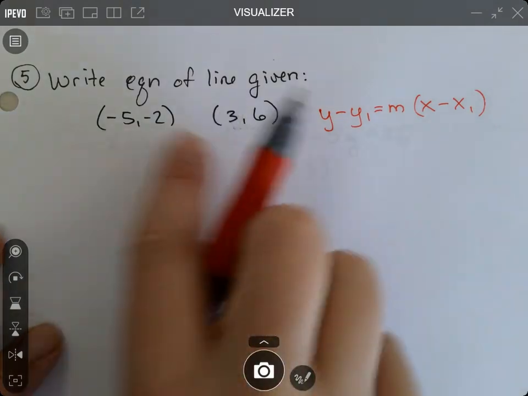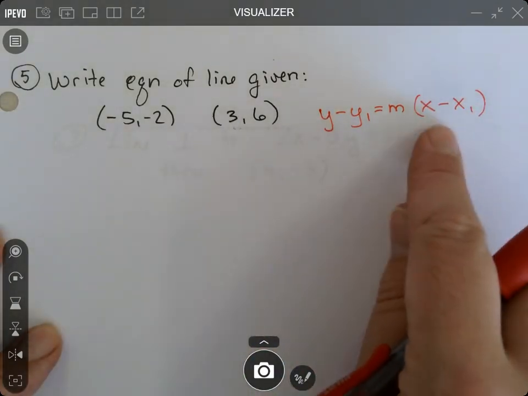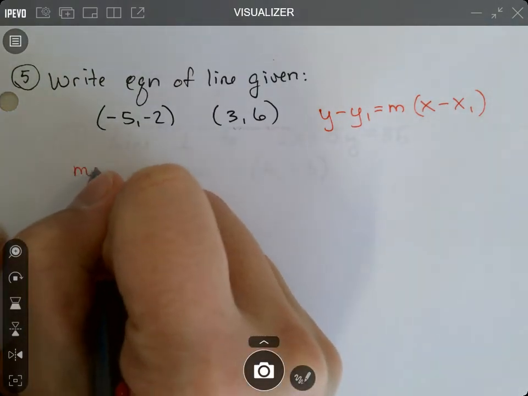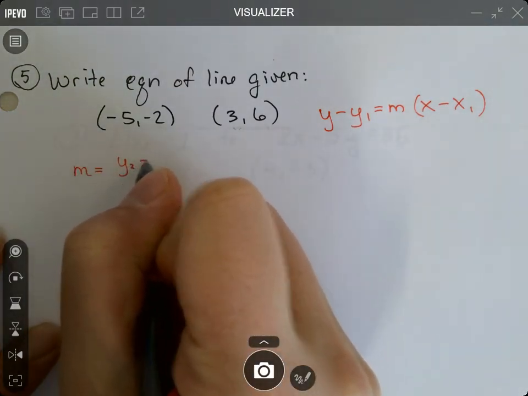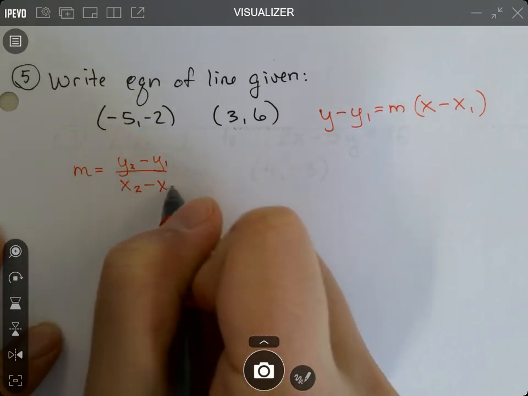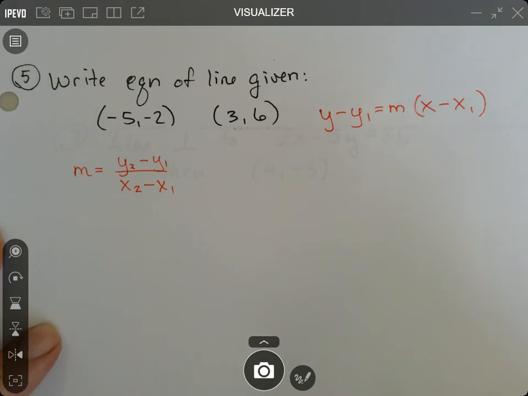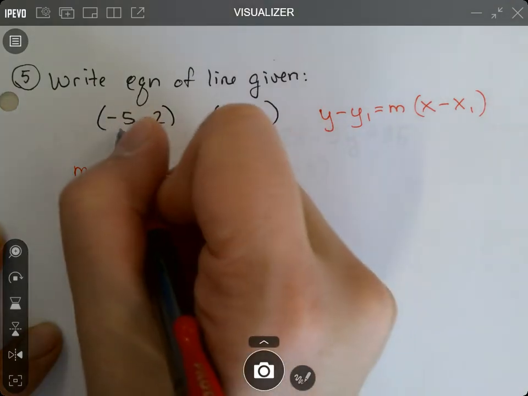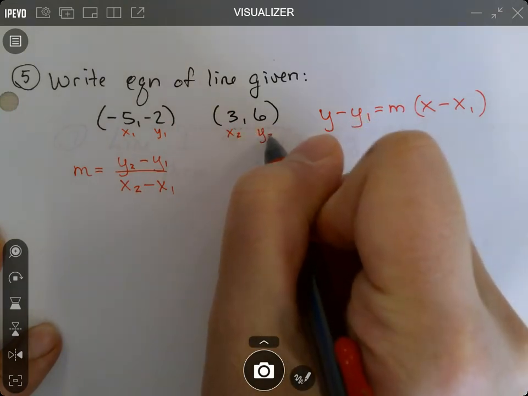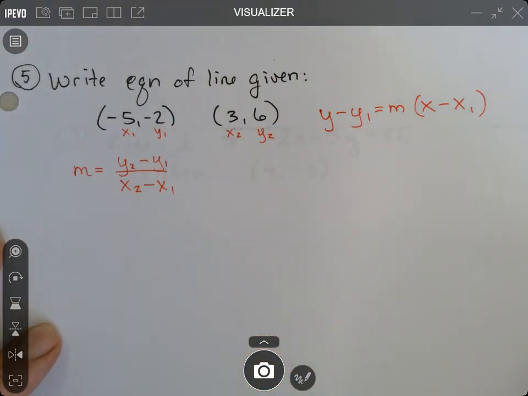Well, I'm going to choose one of them to do this, but before I can do anything, what do I need? I need to find the slope. What was that slope formula? y2 minus y1, so the change in y over the change in x. Now, if it helps you, there's no shame in helping your brain. Label this x1, y1, x2, and y2.